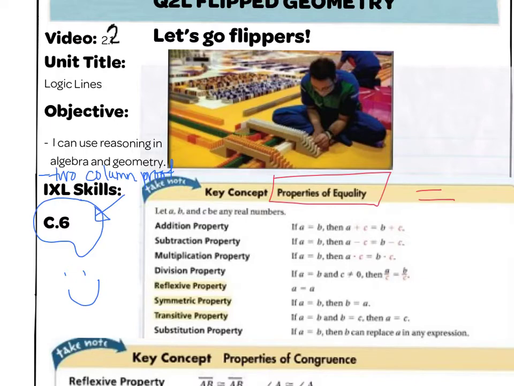In addition to those, there also are reflexive, symmetric, and transitive property. And then finally, substitution. This is the one we didn't really use in class, but an example of substitution would be if I had 3 times 4, and I know that that's 12, the next time I have this in a problem, I wouldn't write 3 times 4, I would just write 12. So it's when you actually substitute a value in that you know works.